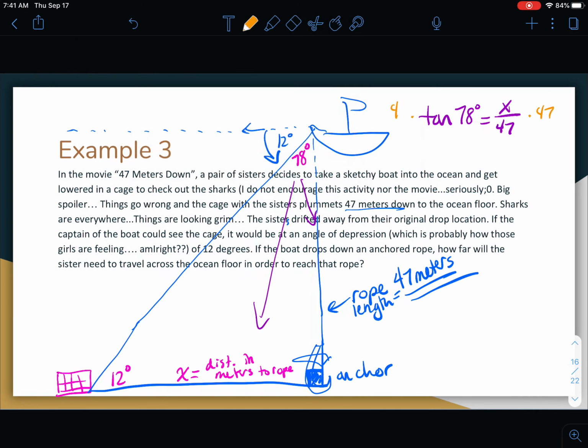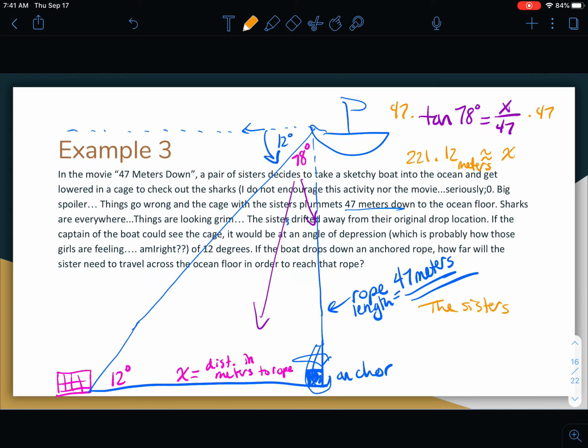Okay, we're going to go ahead and solve by multiplying both sides by 47. And then let's go ahead and type this in. And again, we always make sure we're in the right mode. Obviously, if you've been in degrees, you should still be fine. And x is going to be approximately 221.12 meters.